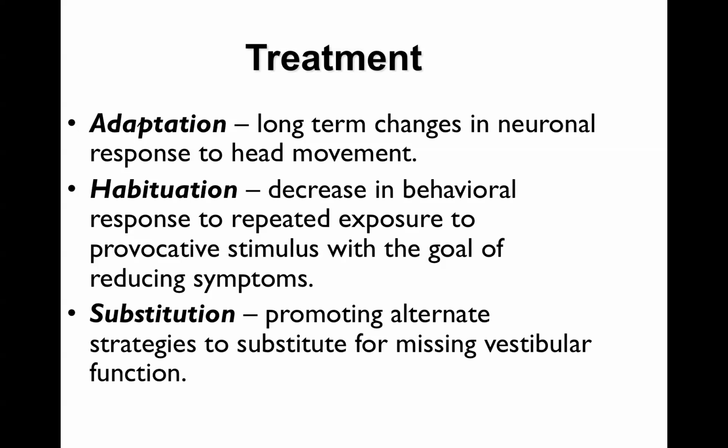Okay, so substitution, as you know, promotes an alternate strategy to substitute for missing vestibular function. It is believed, in addition, that even if there is not complete loss of vestibular function, some amount of substitution will occur along with adaptation. But we definitely know for people who have bilateral vestibular loss completely, we now have to substitute with other compensatory saccadic eye movements for gaze stabilization, and obviously using proprioception and visual system to help manage balance and ambulatory problems.